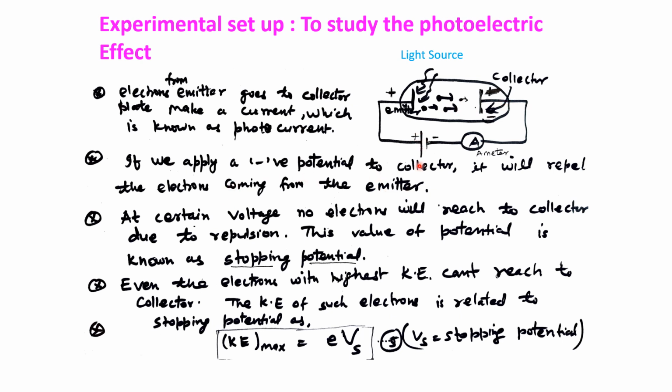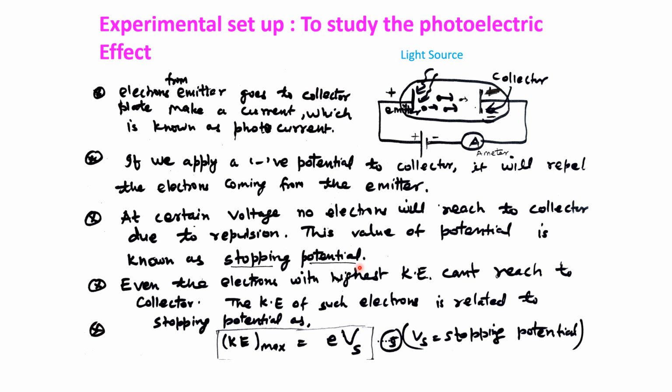So if we apply a negative potential using this battery, with negative to the collector and positive to the emitter, then this negative collector or anode will repel the electrons from this plate. If we increase the voltage, at a certain voltage no electron will reach the collector due to the repulsion, and this value of potential is known as the stopping potential, where we will see zero current, meaning no electrons can go to the collector. So there will be zero current.